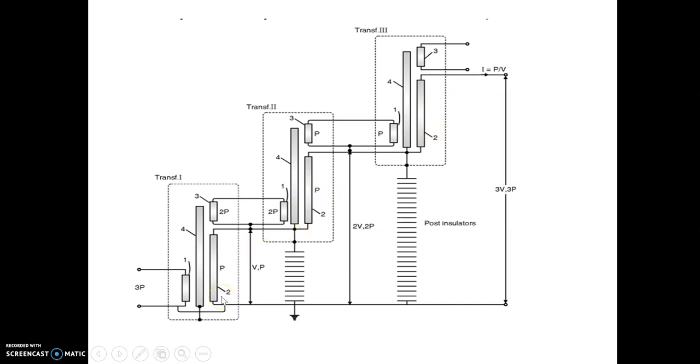So that will be the drawback, and you must be able to solve the problems depending upon the data given in the problems.